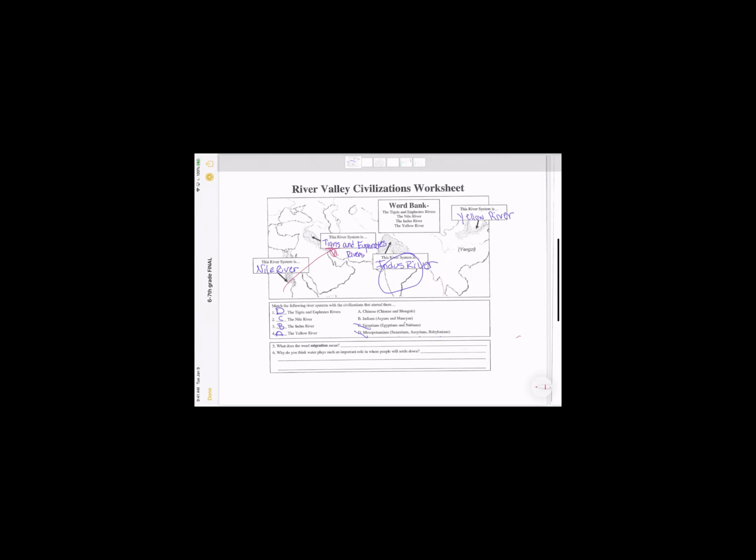All right, so number 6, why do you think water plays such an important role in where people will settle down? So we all know, I've taught this to you at the beginning of the year, the more river systems that you have, the more fertile the soil is, and the more fertile soil you have, the more plants you can grow, and the more plants you grow, the more food you have, and the more food you have, then you have a bigger population.